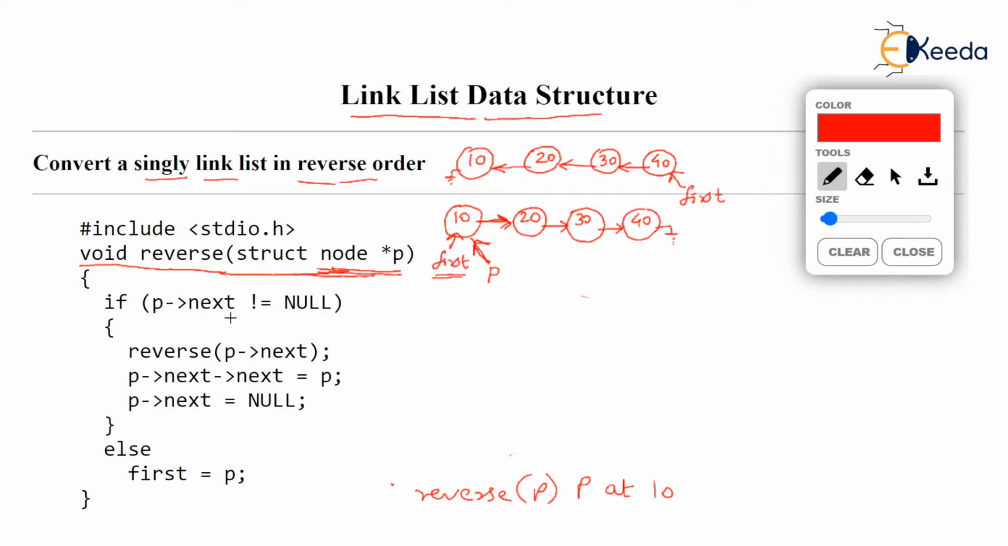You can say in natural language that wherever p is pointing, the next pointer of that node is not null, and the next pointer of 10 is pointing to 20. So the if is true. So we will be executing all the statements written in the if, but observe that the very first statement written in the if is a call to reverse again. This is a recursive call, isn't it?